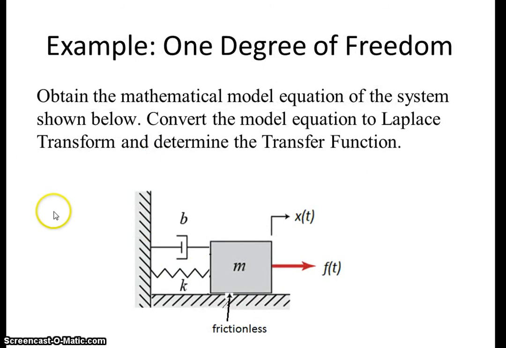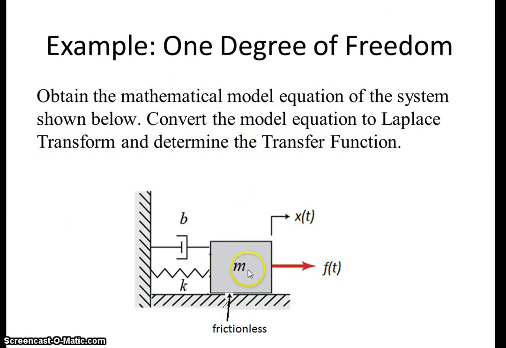Okay, let us illustrate this with an example. This example is a 1 degree of freedom example. Obtain the mathematical model equation of the system shown below. So we have a mechanical model below, and then we will convert the model equation to Laplace transform, and from this Laplace transform we will determine the transfer function.